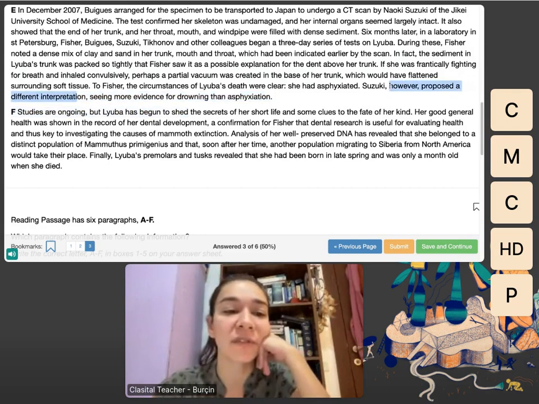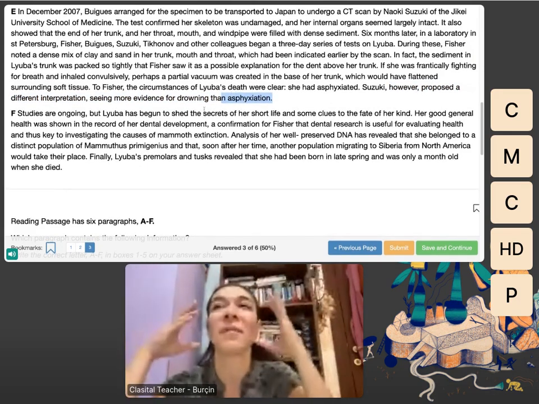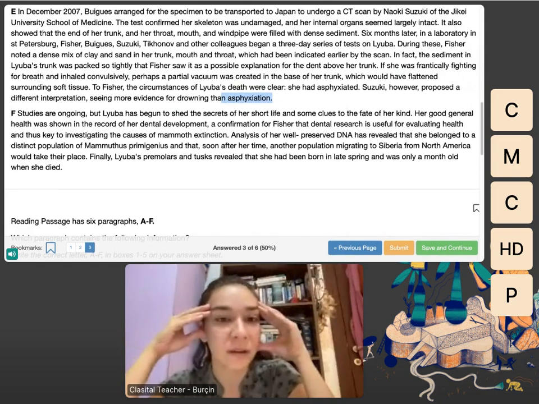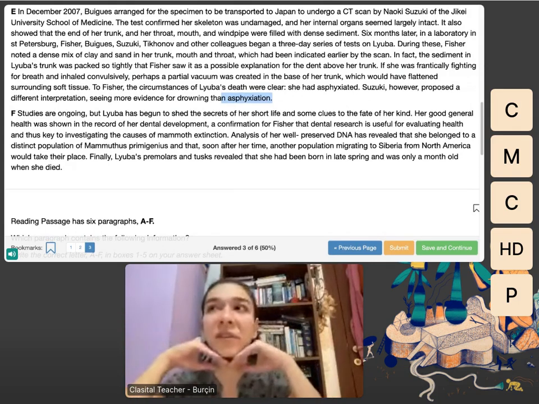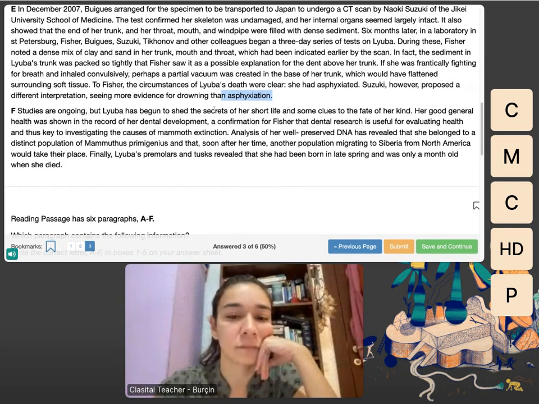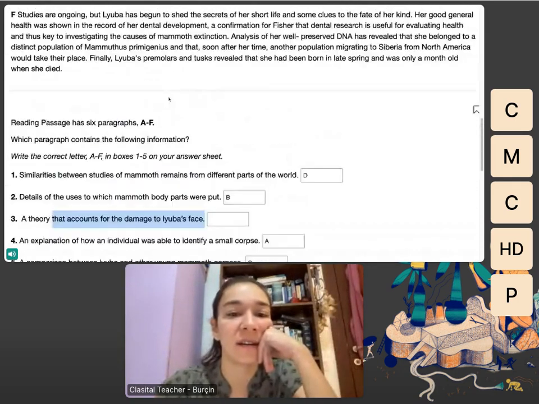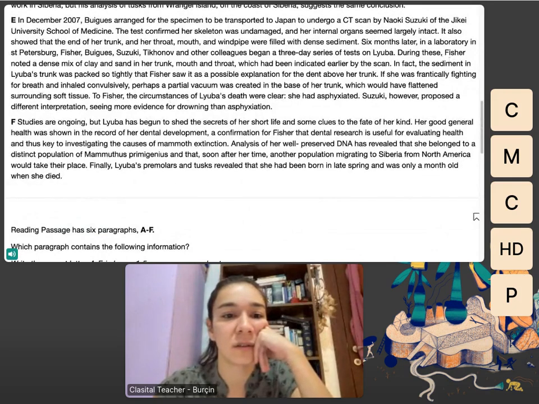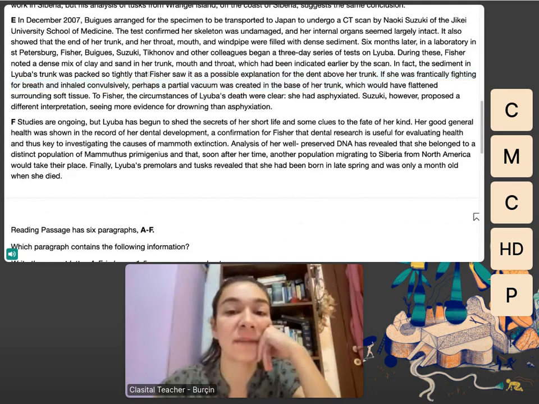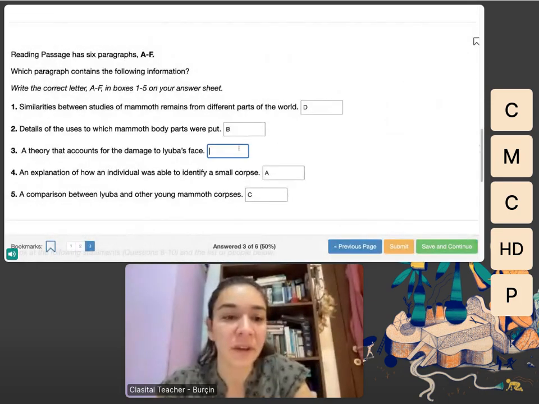Suzuki, however, proposed a different interpretation, seeing more evidence for drowning than asphyxiation. Drowning, maybe. Luba maybe suffocated with the dust, or maybe drowned with the dust. Yes, and I have seen the theory here, and it was from Fisher. A possible explanation for the dent above her trunk, so it is E now. I know that one. What was it?